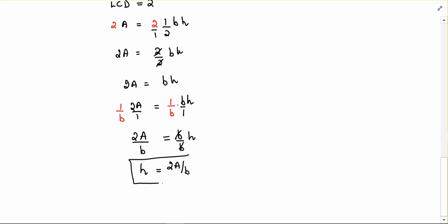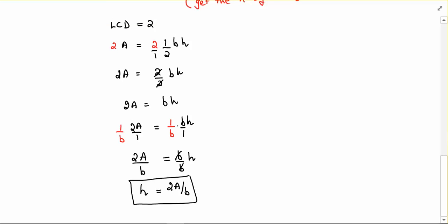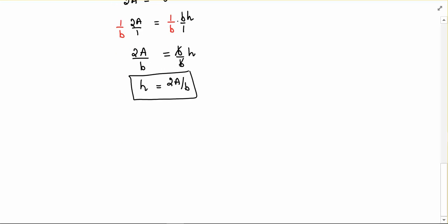Now I've done it very slowly. Some of you might be able to do it faster. But the big thing is, don't forget that you can always clear a fraction from an equation. This is something we learned in the previous section. Let's do one more example of solving for a literal.